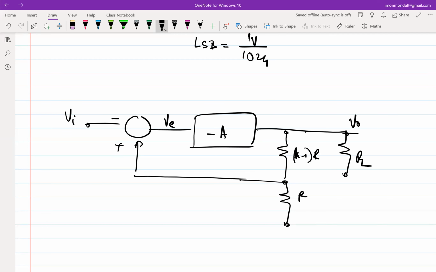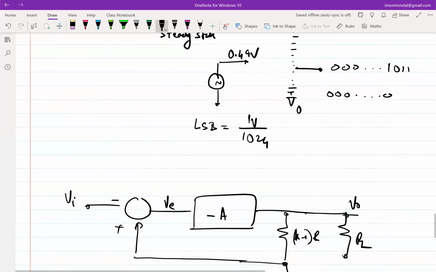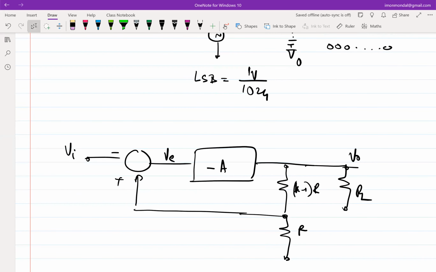The reason we focus on VE is, do you think V naught is a strong function of A? Yes or no? I mean, is it a linear function of A? Why? Under steady state condition, what is V naught supposed to be? It's K times Vi, right? It's not a function of A under steady state. V naught is supposed to be K times (1 over K) times Vi times 1 plus K by A. It's a function of A, but it's a pretty weak function of A, right?